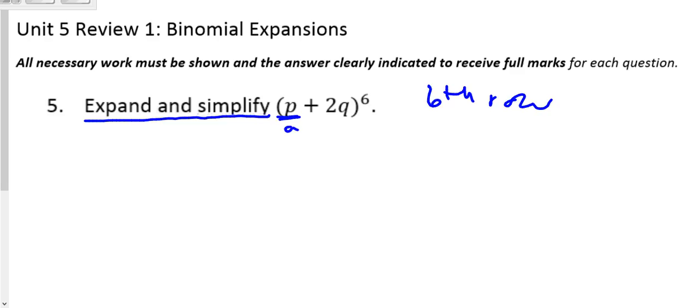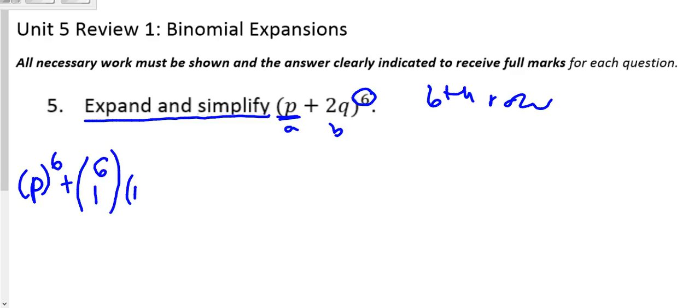P would be our first thing, A, and 2q, positive, so the sign won't change anything, would be our B. So we start with A and we count down for the powers. So we're going to have P to the 6, we'll start with 6, plus, now for our binomial coefficient, we're going to use row 6, so our total is 6, and we start with choose 1.